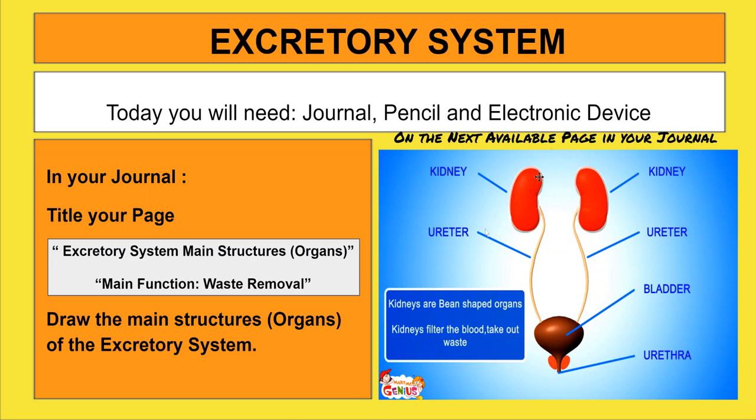This is the main structure of our excretory system. When you say excretory system, this is the picture you're most likely to see, although there are other organs that we'll talk about later that are also part of the excretory system. We'll begin with the two bean-like shape organs in our excretory system that are called the kidneys.